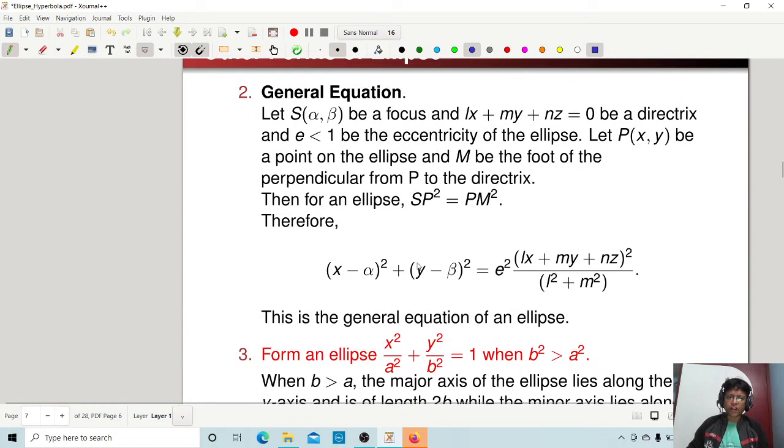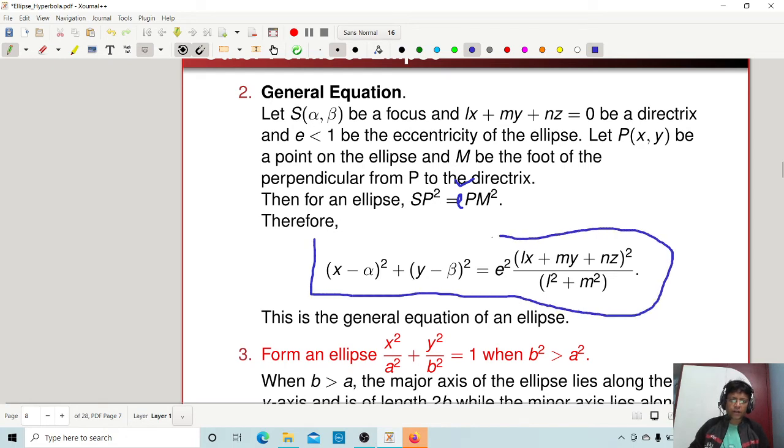Another general equation you can take: suppose alpha beta is the focus and Lx plus My plus N equal to 0 is the directrix, and e less than 1 is the eccentricity of the ellipse, and P is any point on the ellipse. Then you can apply this formula. Obviously SP square equals e square PM square, then you can get the general equation of the ellipse, right? You can write this form.